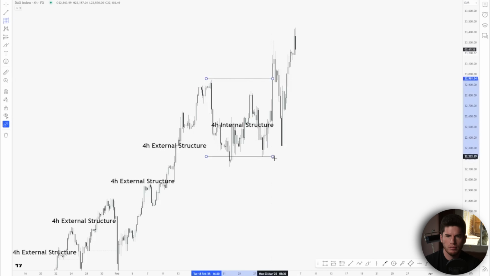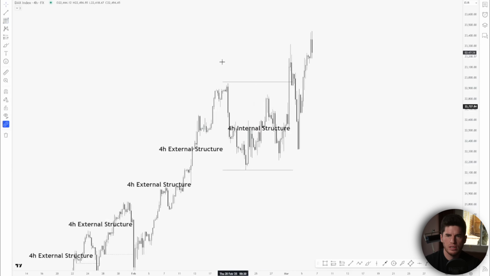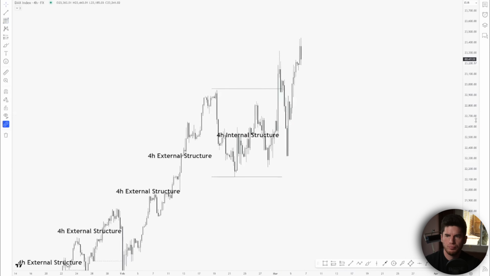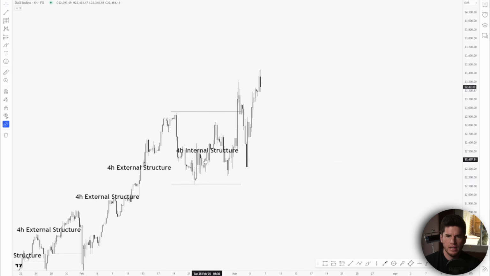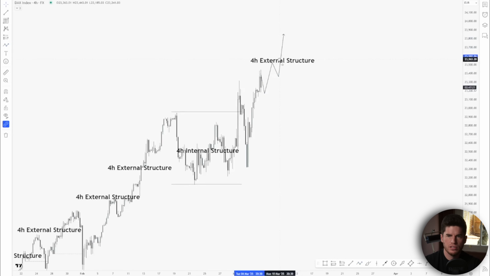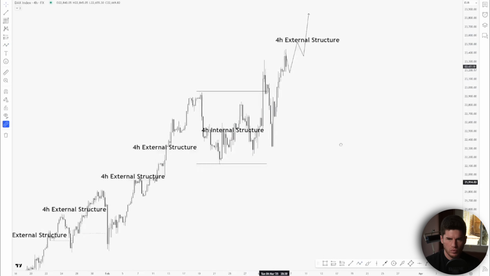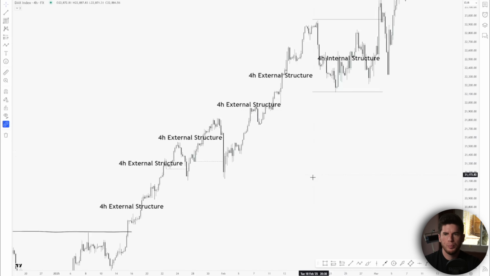I'll just draw kind of broadly. You can see we've pushed to the upside. And then we are into external structure potentially next, depending on how the market reacts over the next 24 hours. Got NFP tomorrow. So let's pull up some examples.